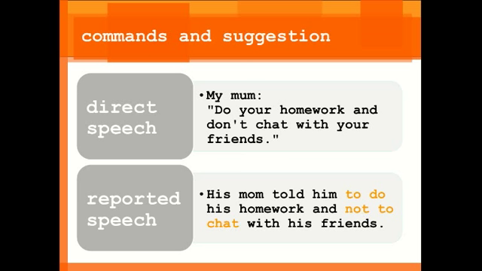Again, we use the infinitive with to, and if you want a negative command actually put in the reported speech, all you would have to do is put a not in front of the to, and then you have the perfect and correct sentence. His mom told him to do his homework and not to chat with his friends.